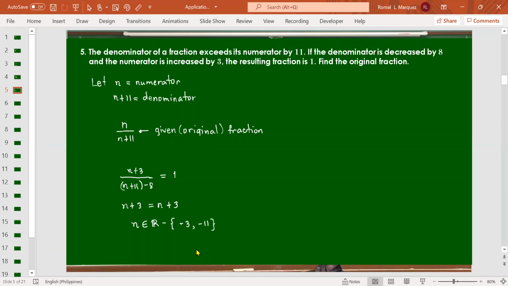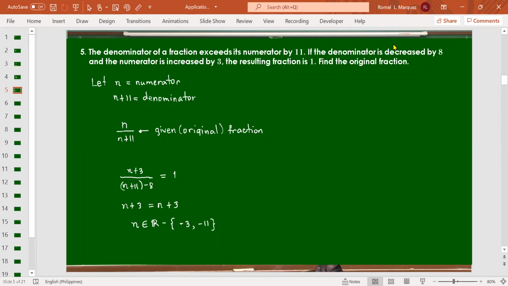Negative 11. Kasi ang original fraction is n over n plus 11. If n is negative 11, we do not have the original fraction. Kapag naman ginawa mo yung condition, magiging n plus 3. Hindi rin pwedeng negative 3. Kaya lahat ng n as long as what? Not negative 3, not negative 11. Is that clear, children?